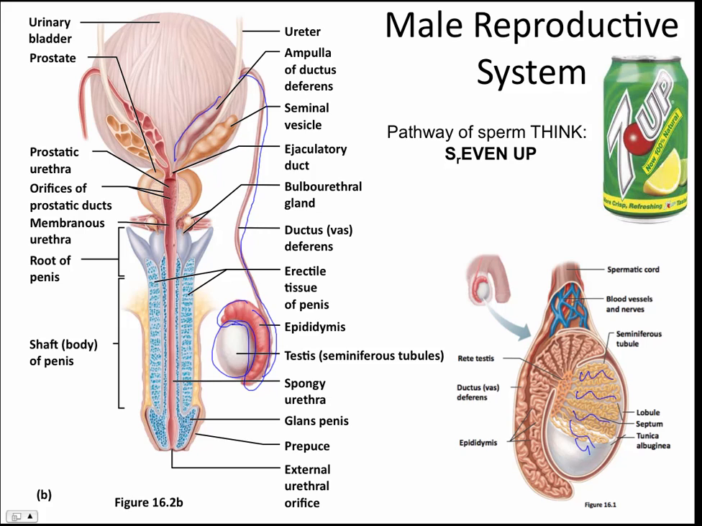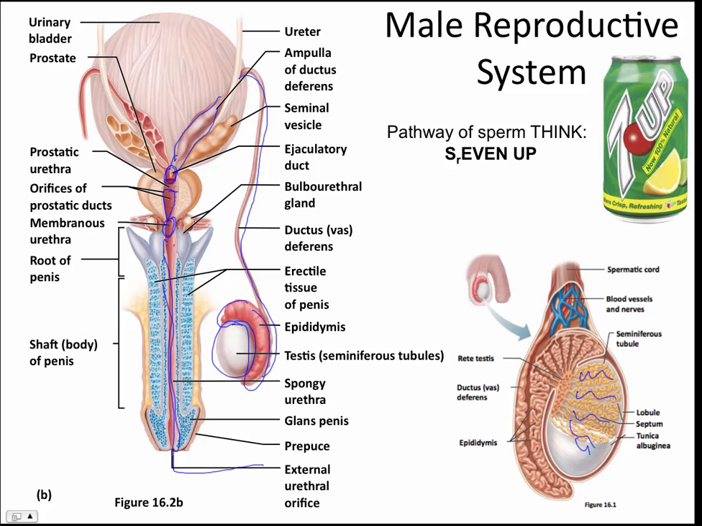Here it's going to empty into the ampulla of the ductus deferens, ejaculatory duct, and then we have the urethra, which is separated into three different regions depending on where it is. So we have the prostatic urethra, membranous urethra, and then the spongy urethra. And then both urine and sperm is going to be expelled into the external urethral orifice.